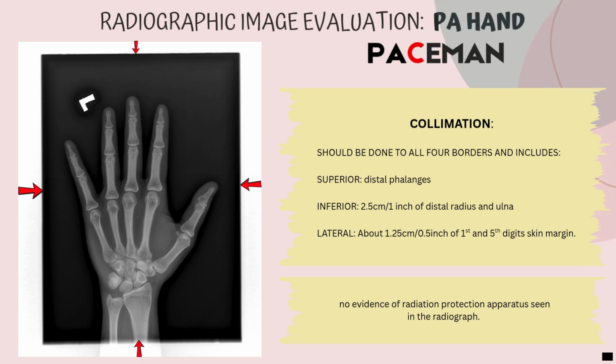Third criteria of the PACEMAN method is the collimation. Collimation should be done to all four borders and includes, on the superior side, the distal phalanges; on the inferior side, about 2.5 centimeters or 1 inch of distal radius and ulna; on the lateral side, about 1.25 centimeters or 0.5 inch of the first and fifth digits skin margin. There is also no evidence of radiation protection apparatus seen in the radiograph.